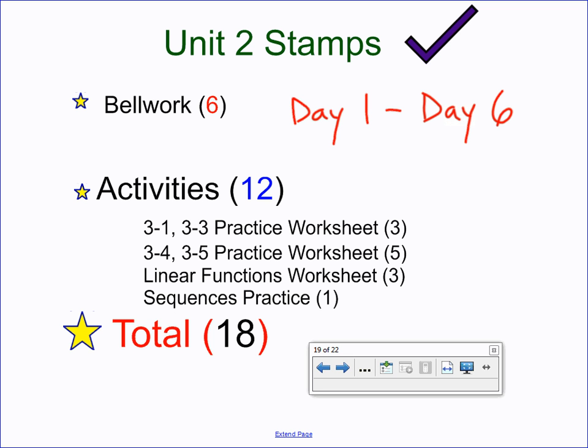So our first practice, 3-1 to 3-3, was out of 3. 3-4, 3-5 was our regression practice. That was out of 5. Our linear functions worksheet was out of 3. That was our bicycle problem and our pancake problem and our card appreciation problem. And then lastly, our sequences practice from last class with a single stamp at the end. Bring your total 5 plus 6 plus 1 is 12 blue activity stamps, 6 red Bellwork marks, for a total of 18. I'm going to go ahead and stop the recording now and save that.